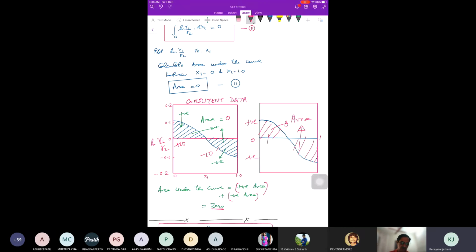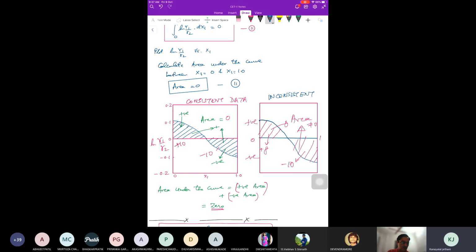Here suppose it is 8 and this is 10. So this is plus 8, this is minus 10, so the area is not going to be equal to 0. Then this is inconsistent data. Did you understand this? Yes.